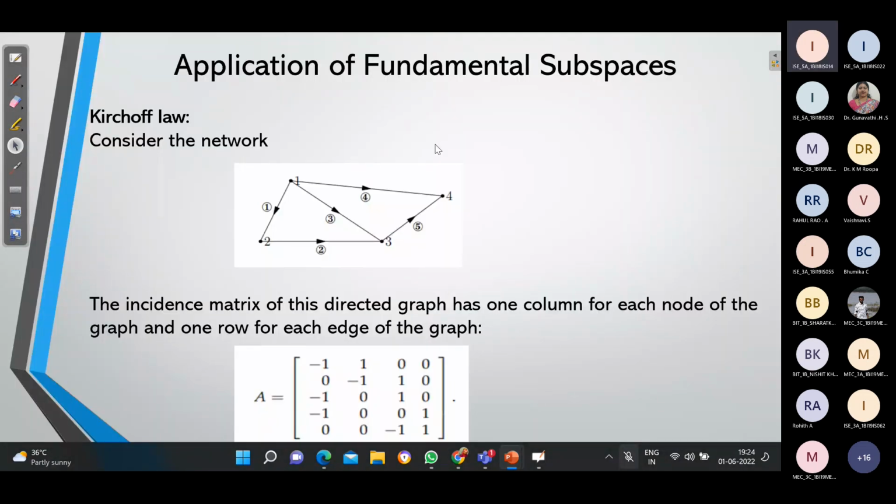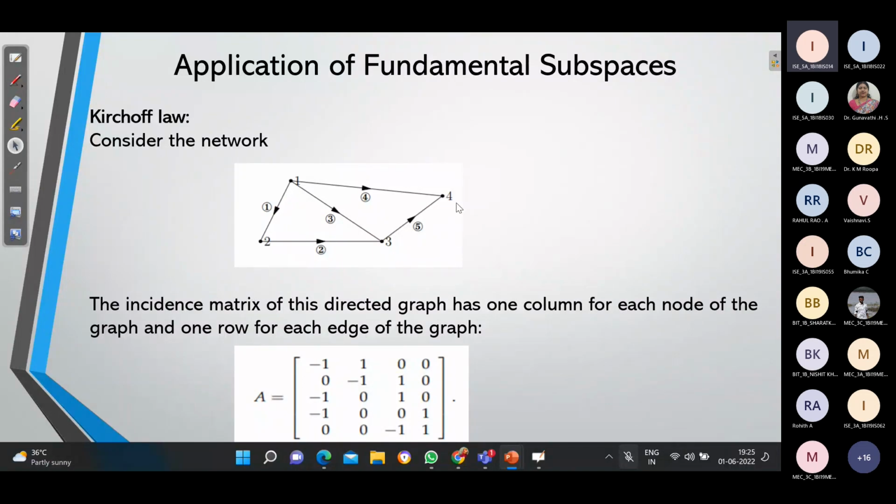Coming to the applications of fundamental subspaces, here we're basically discussing the Kirchhoff laws. There are two main Kirchhoff laws: one is Kirchhoff's voltage law and the other is Kirchhoff's current law. Here we're considering this network. If you can see, there are 4 nodes and 5 edges.